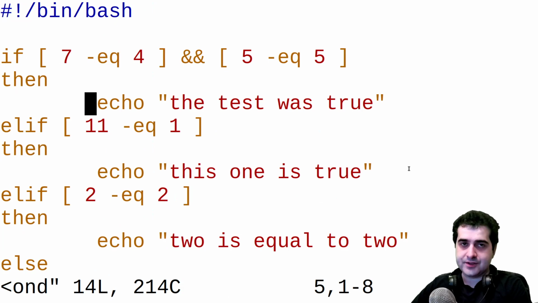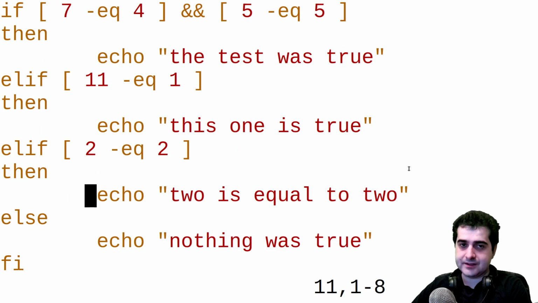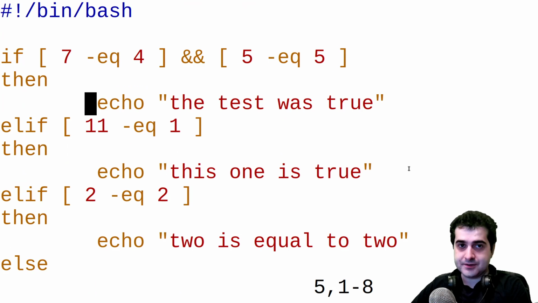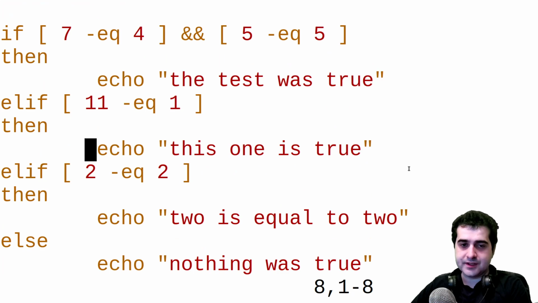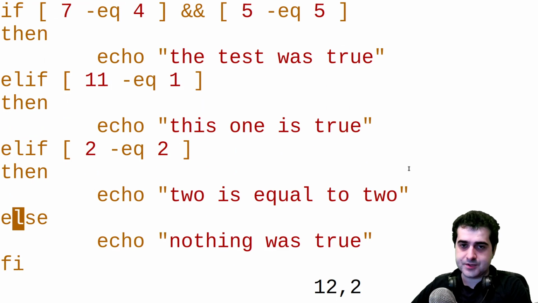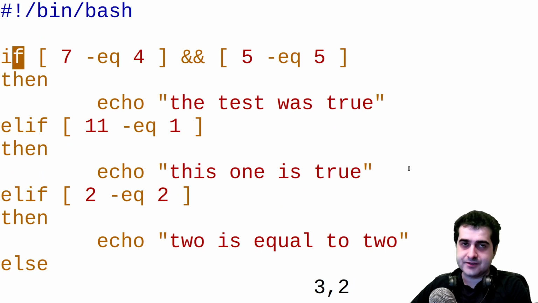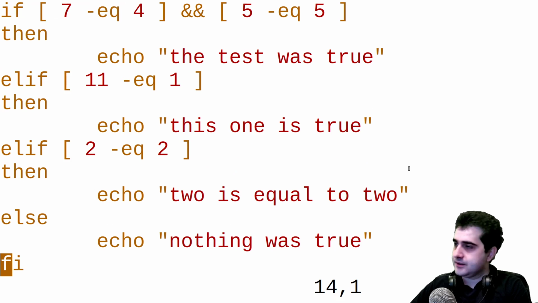You need to have one if statement, then you can have as many elifs as you want, and finally the else is also optional. So if statement, elif, and then else. You don't need to put then for the else statement. You just have else and then whatever you want to run here. And finally at the end you have the fi, which indicates that this is the end of your if statement. Yeah, that's pretty much it.